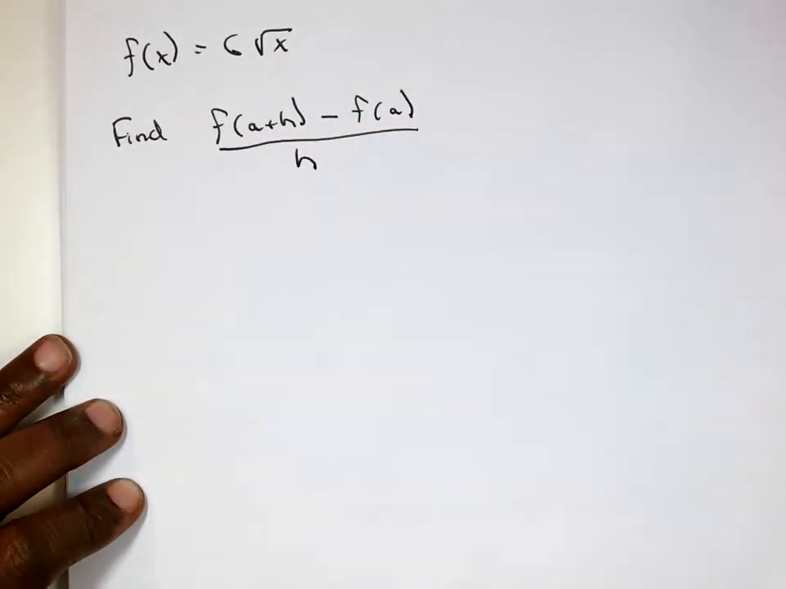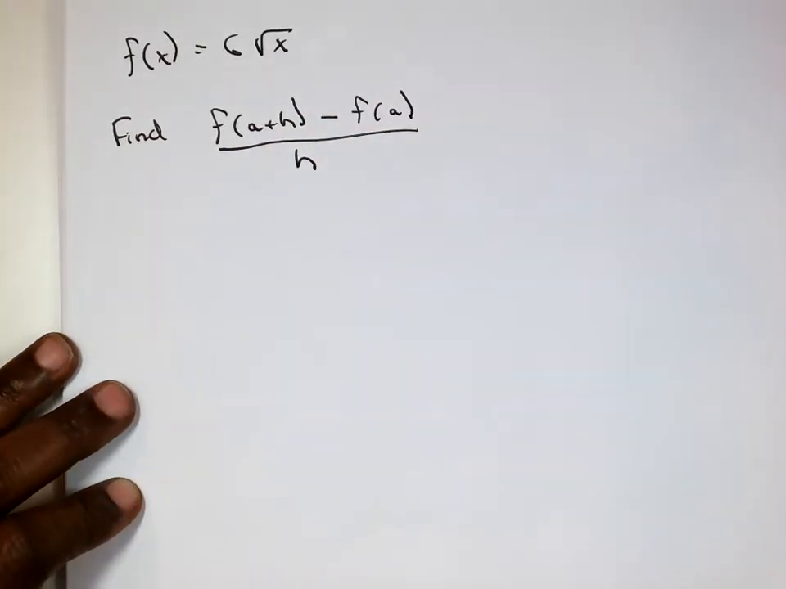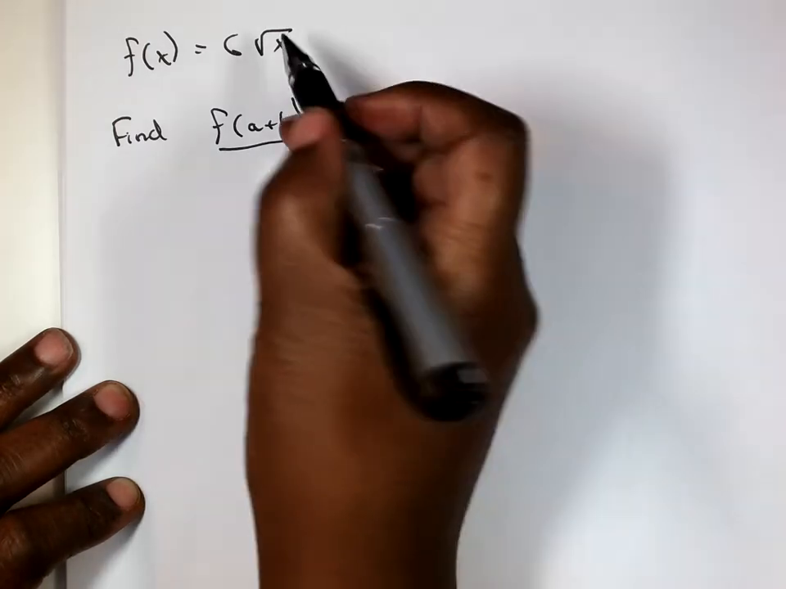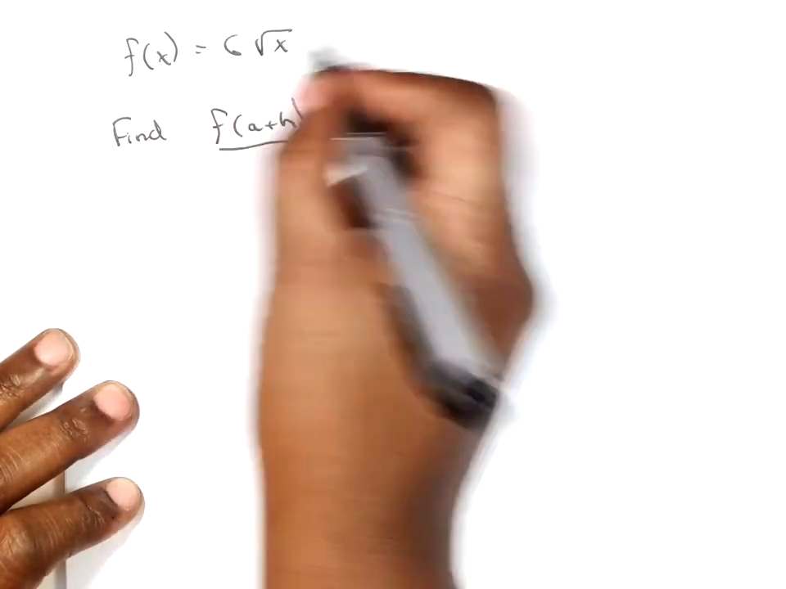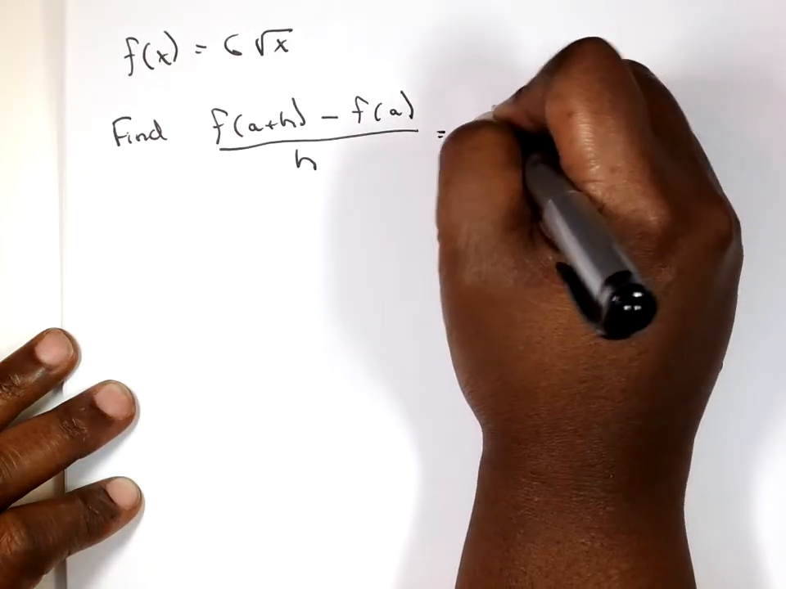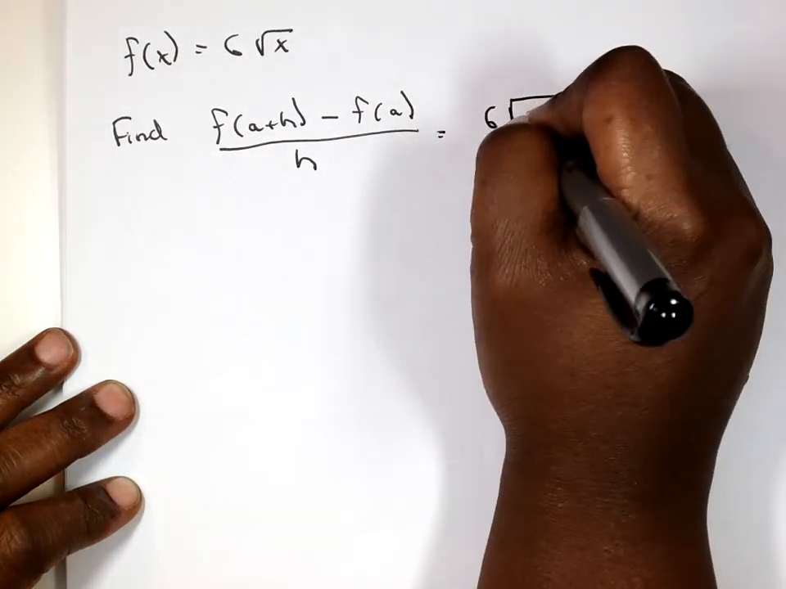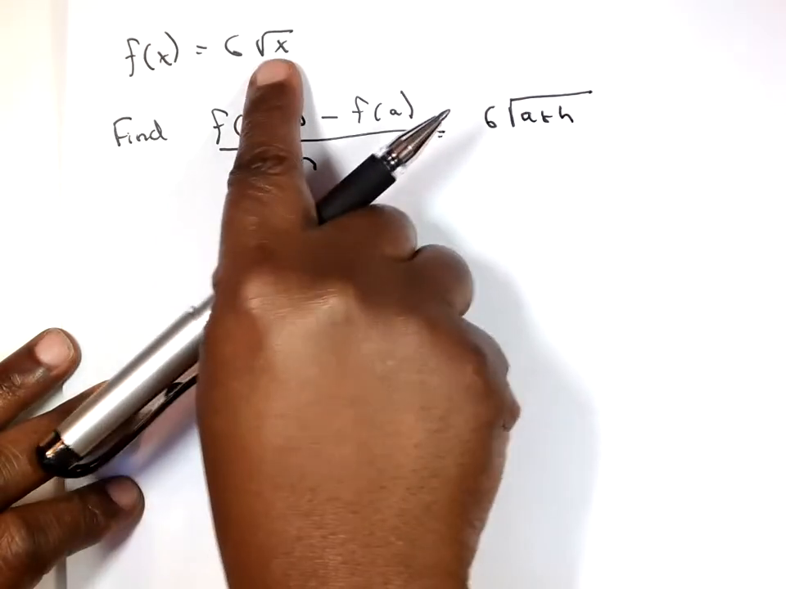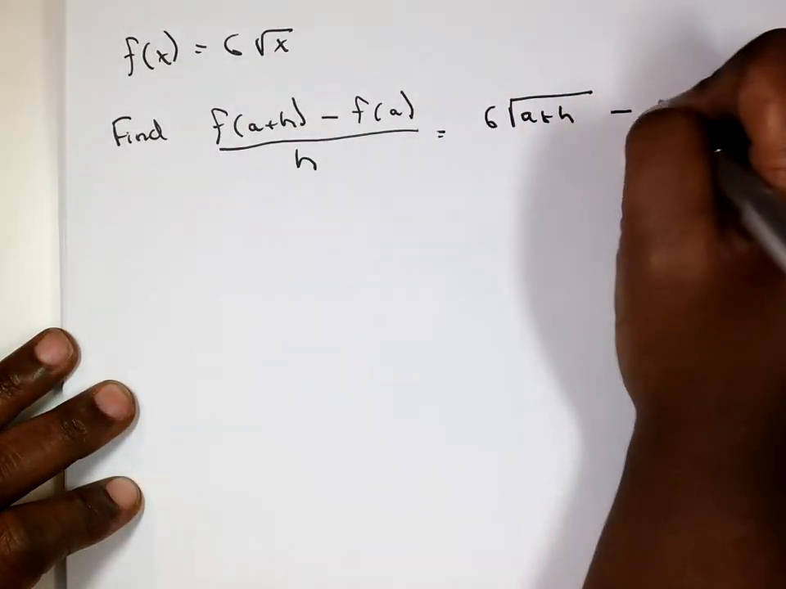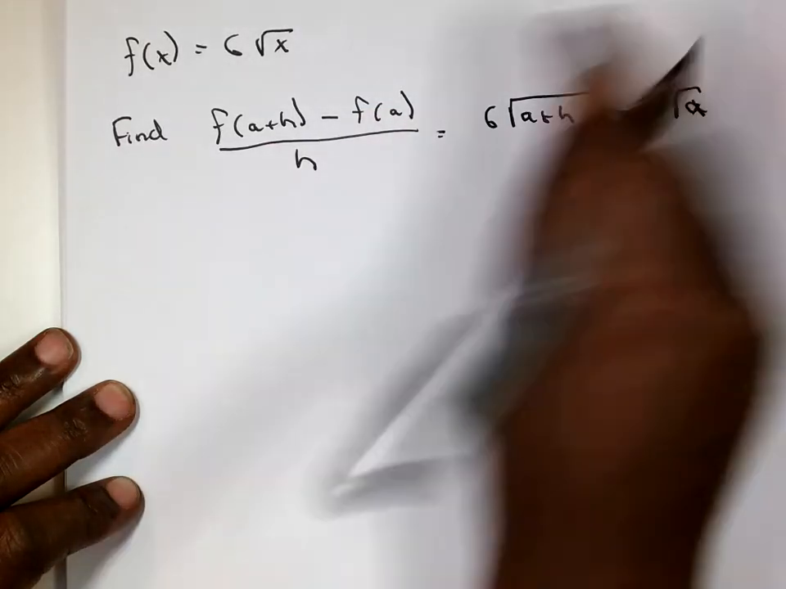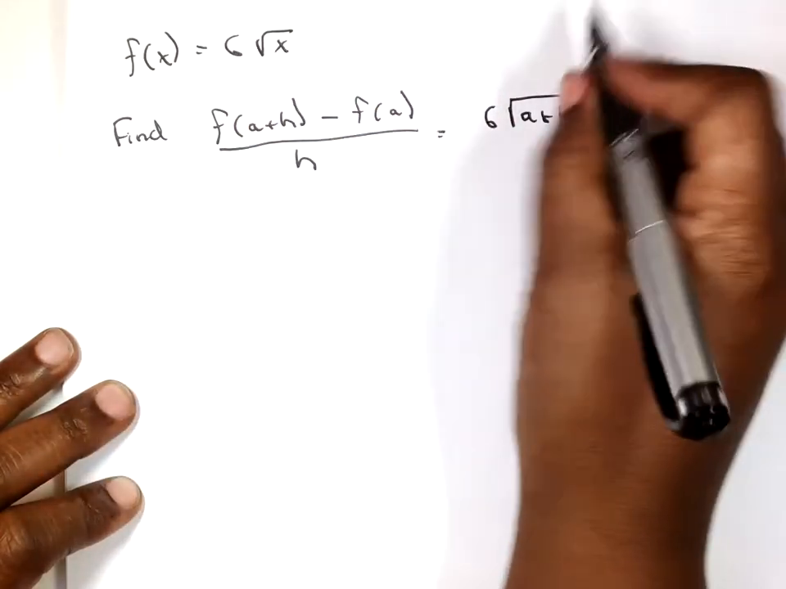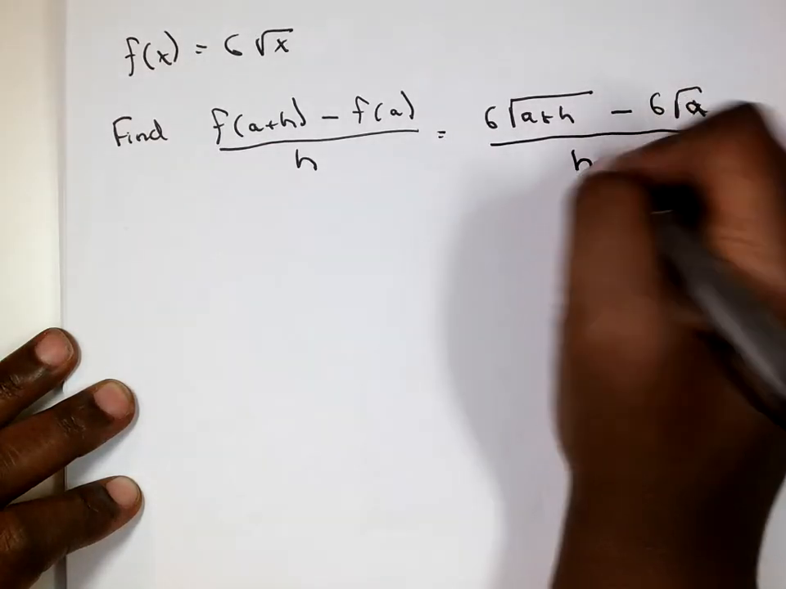And then the last one, I have f of x is 6 square roots of x. And I want to find f of a plus h minus f of a over h. So each of these pieces I'm going to plug in a plus h. So first I get 6 square roots of a plus h because I'm plugging that in for x, minus 6 square roots of a, because minus f of a, so I'm just plugging in a for that, all over h.